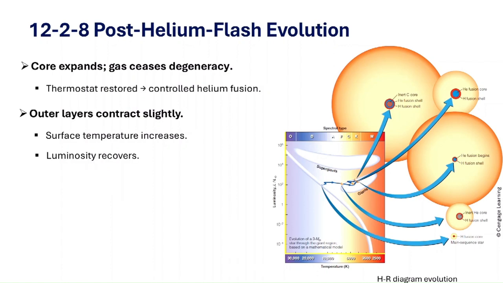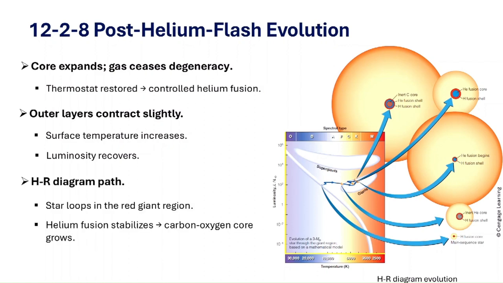Next, at the same time, the star's luminosity recovers to a new equilibrium. So even though the star went through a violent flash, it now behaves like a stable, bright red giant with the core fusing helium and an envelope reacting to the new energy balance. Now the envelope contraction and temperature rise may seem subtle, but it's key for the star's position on the HR diagram. So looking at the HR diagram, the star loops in the red giant region.